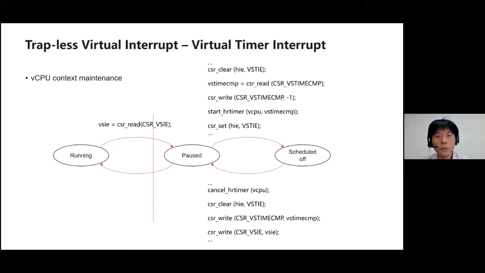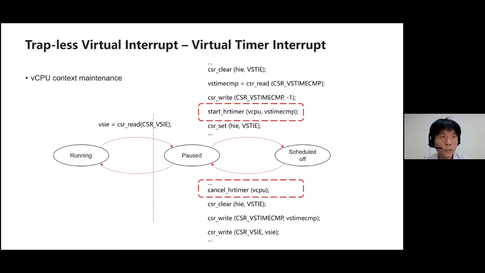For the transition between the pause state and scheduled off state, the KVM needs to save the value of the VSTIMECMP CSR and utilize the host HR timer facility to track the timer set by the guest, as shown in these lines on the slides.